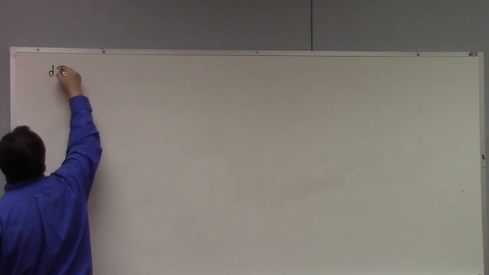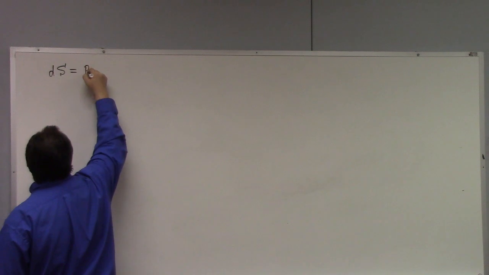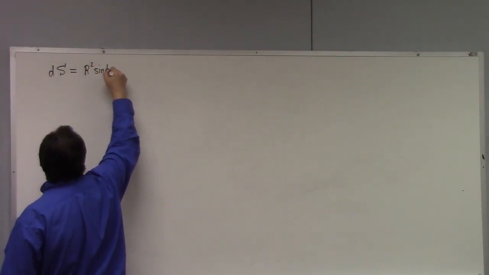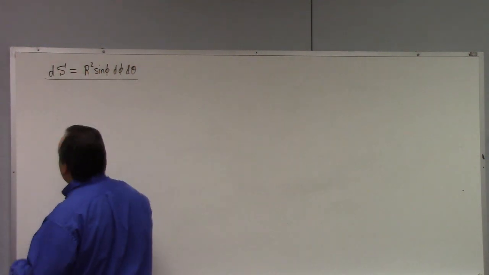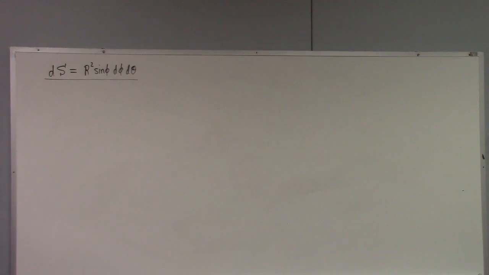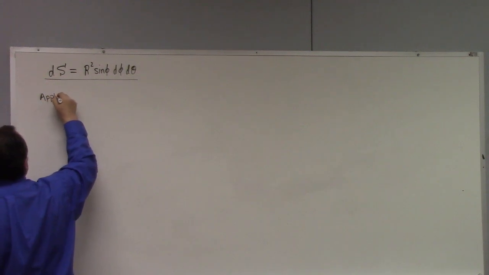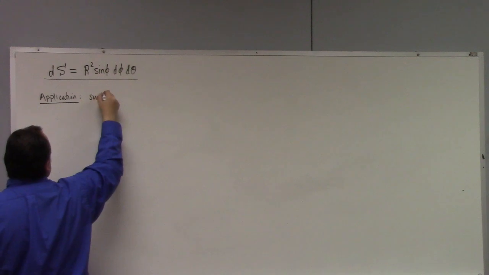So, ds in this situation is r squared sine phi d phi d theta. This is the scalar surface area element of the sphere. So, for instance, as an application, let's calculate the surface area of the sphere. How would we do it?